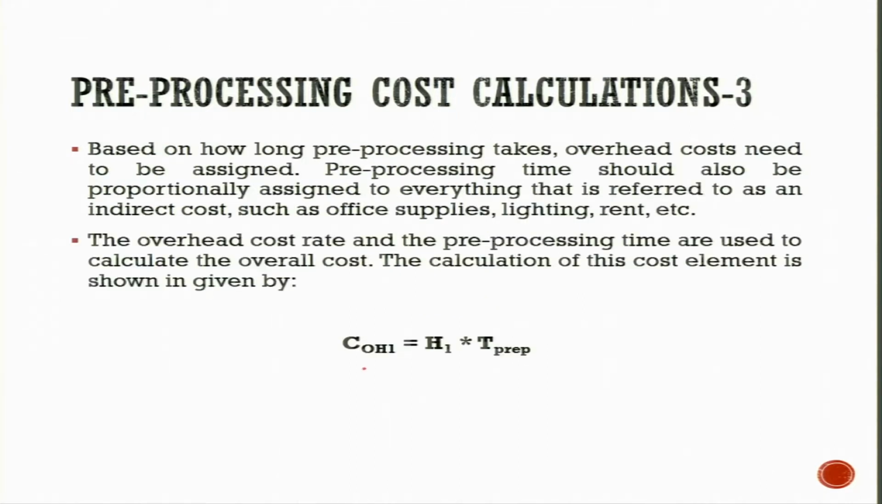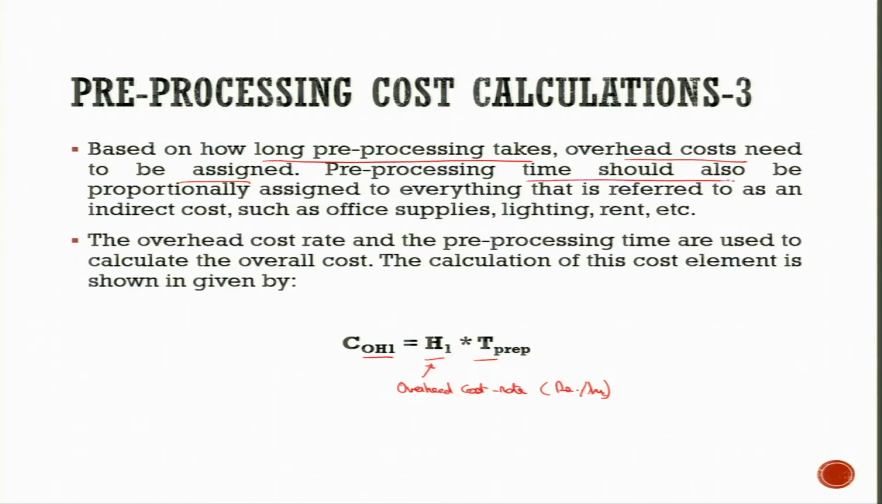Next is the cost of the overhead for the pre-processing, which would be the overhead cost rate into the time for the pre-processing. So, this is the overhead cost rate, that is rupees per hour, right. Time is again the same time for pre-processing. So, based on how long pre-processing takes, overhead costs need to be assigned, because both the labor cost and the overhead are proportional to the time here.